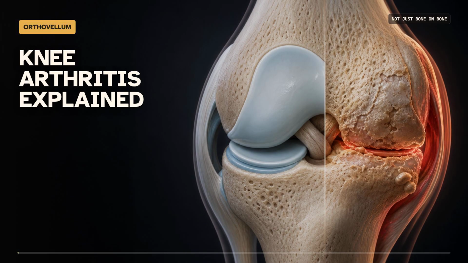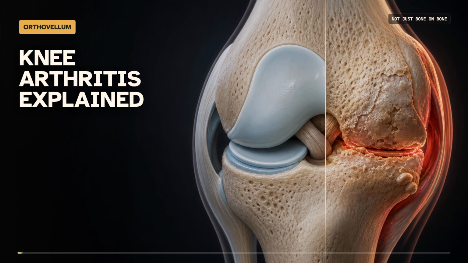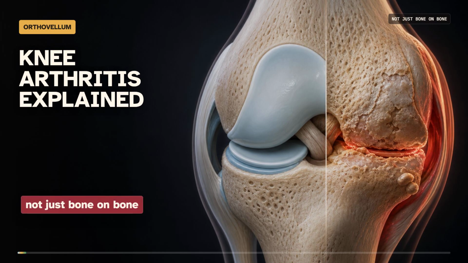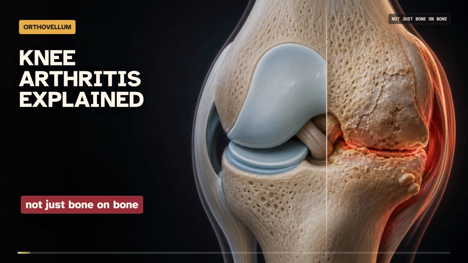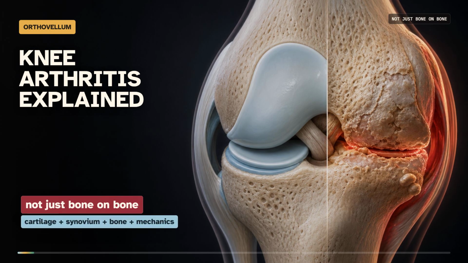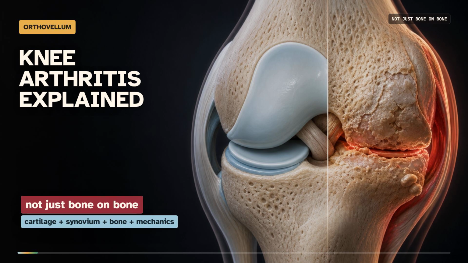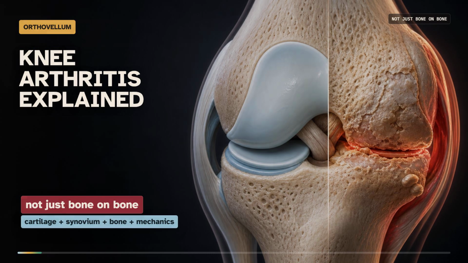When people hear knee arthritis, they often imagine one simple thing. The cartilage wears away, and then it is bone on bone. That phrase is memorable, but it is not the full story. Knee osteoarthritis is a whole joint disease. The cartilage matters, but so do the lining of the joint, the fluid inside it, the bone underneath, the meniscus, the leg alignment, the muscles, and the nervous system that interprets pain.